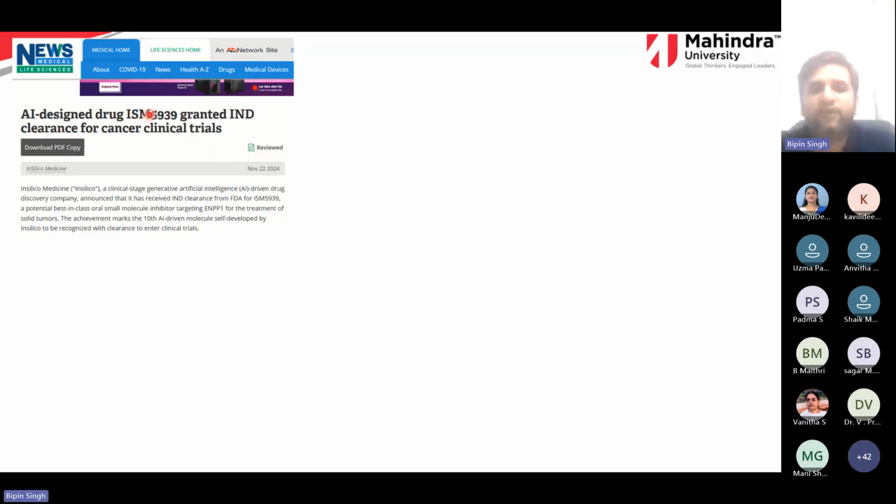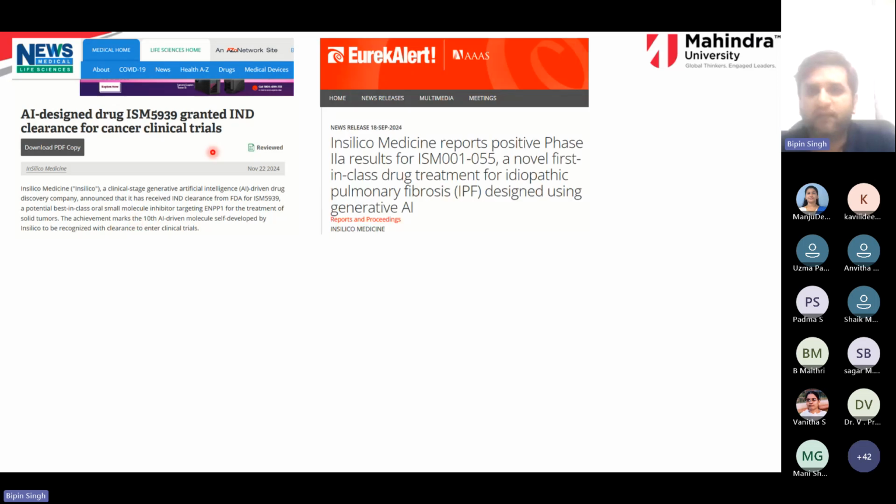So here, what I'm showing is that an AI designed drug, which is coded by this name, has been granted clearance for cancer clinical trials, and that shows that AI designed molecules are not completely theoretical. And likewise, you have multiple other such reports where a molecule designed by AI has reached the clinical trial stage and showed its efficacy against various complex diseases.